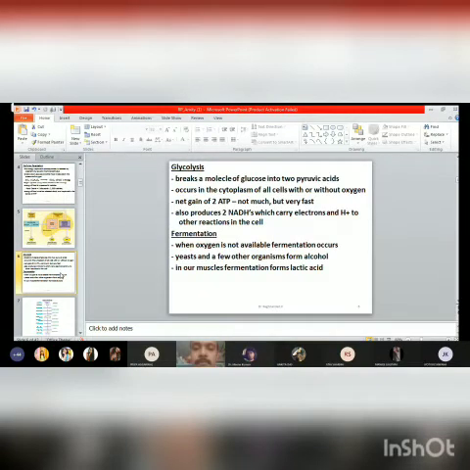This is what I told you. We generally break one molecule of glucose into two molecules of pyruvate in the cytoplasm. Glycolysis occurs in that cytoplasm, and this glycolysis is independent of oxygen. Oxygen is not required. And when there is anaerobic condition or oxygen deficiency, our cells have an alternate pathway. That is fermentation, wherein we convert pyruvate into lactic acid.